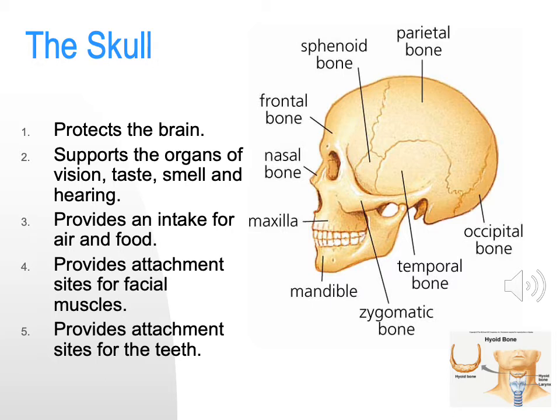The various bones of the face provide attachment sites for facial muscles, of which there are a lot, that allow us to create facial expressions. It allows us to speak, to eat, and again, really key, important functions for the body. Finally, the bones specifically of the two jaws, the maxilla and mandible, provide the attachment sites for the teeth.